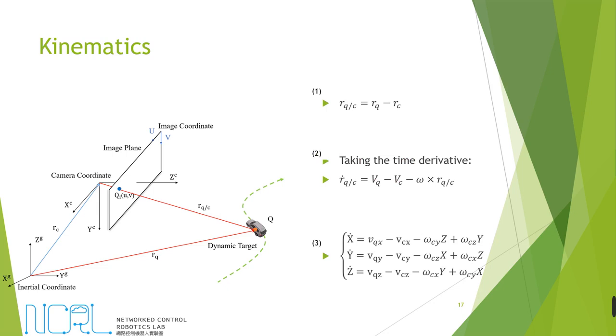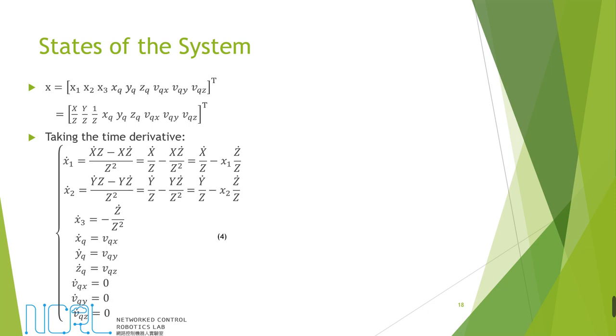And then we define the state, which is the signal that we want to estimate. It is a signal that can be measured from the image, together with the target position and target velocity.